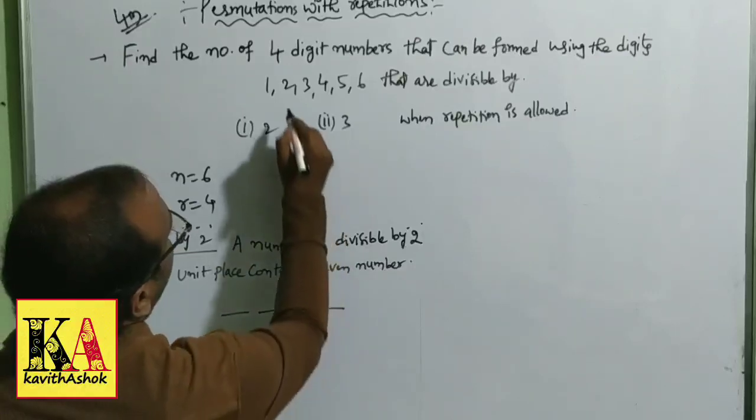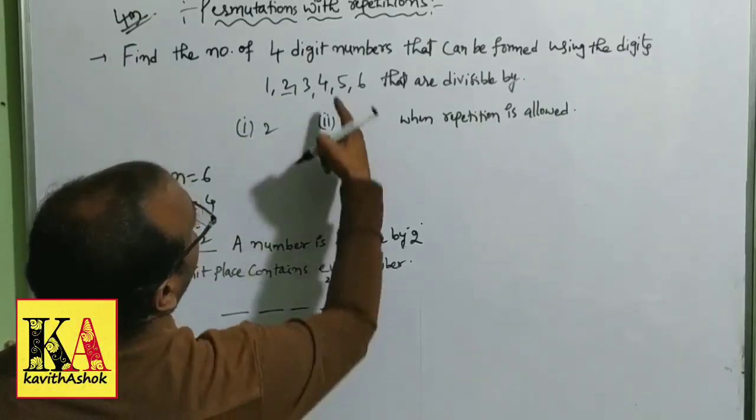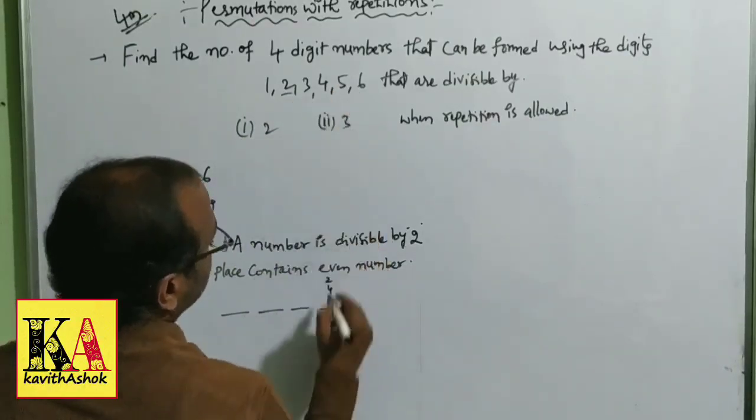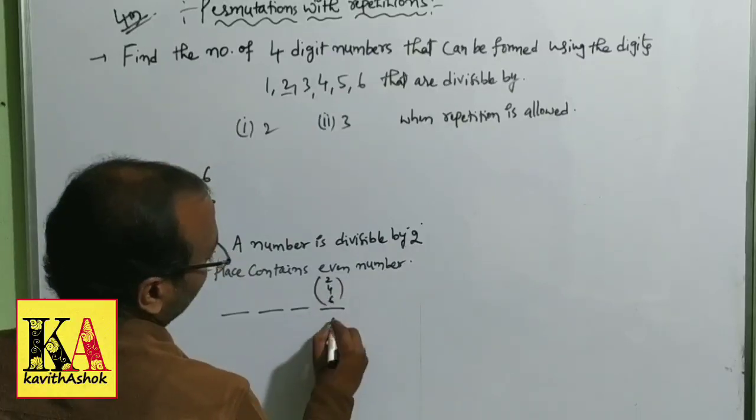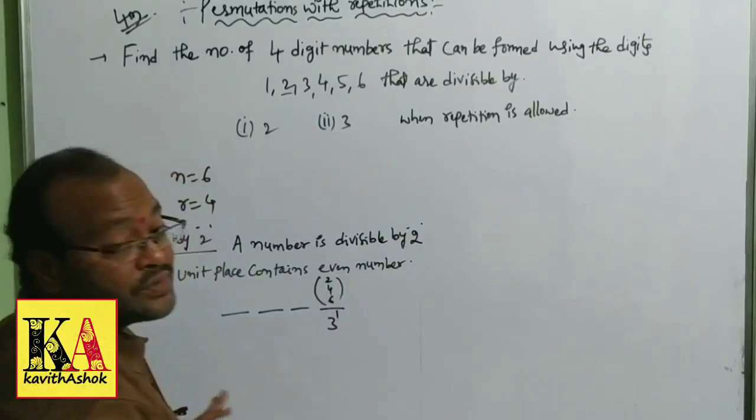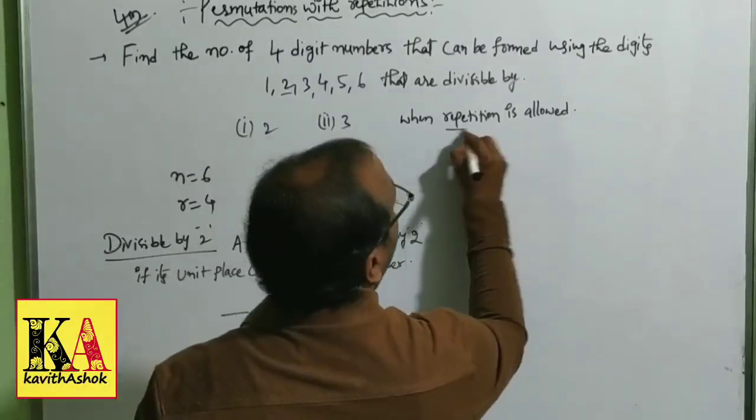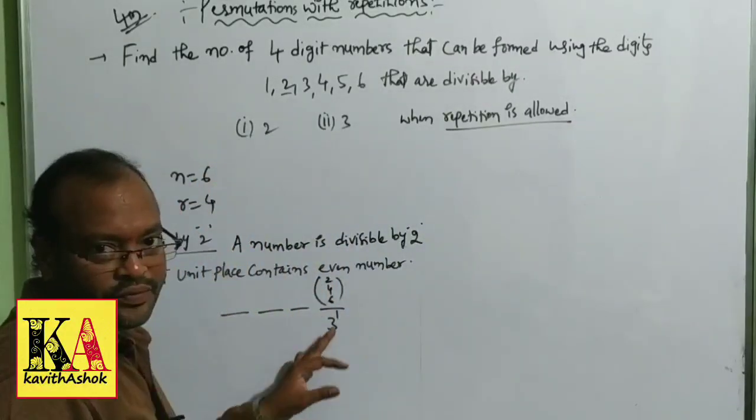How many even numbers are there? 2 is there, 4 is there, 6 is there. So 3 numbers are there to fill. How many ways can we fill? 3 power 1 ways. Why? Because repetition is allowed. So instead of writing 3P1, we will just write 3 power 1.